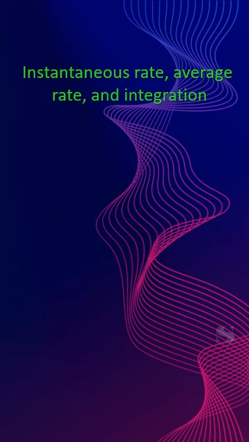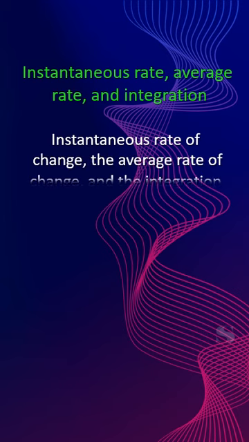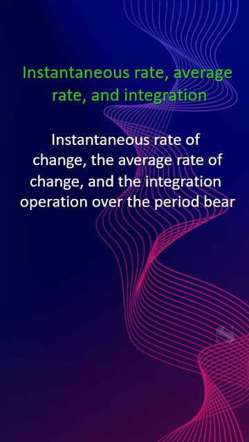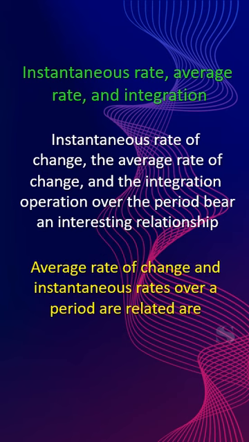Instantaneous rate, average rate, and integration. The instantaneous rate of change at any time in a period, the average rate of change in that period, and the integration operation over the period bear an interesting relationship. The average rate of change over an interval a to b is closely related to integration over that interval. For instance, if f(x) represents a velocity function, then integrating f(x) over a to b gives the total distance traveled during a to b, by multiplying the average velocity during a to b with the duration between a to b. On the other hand, the derivative, or the instantaneous rate of change at a specific point, is used in integration to get the total effect of change over a period by accumulating or summing up the effects of that rate of change over the period. Thus, the average rate of change over an interval and instantaneous rates in that period are conceptually related, but the two are distinct concepts in calculus with different interpretations and applications.